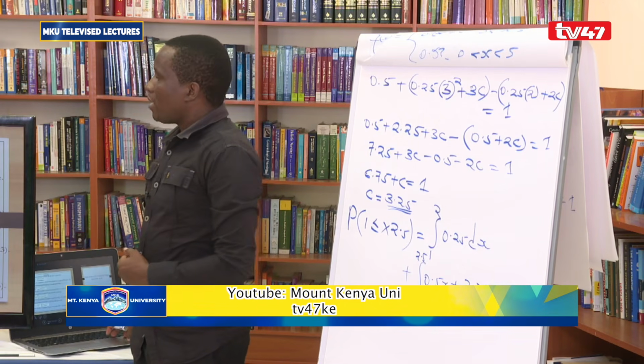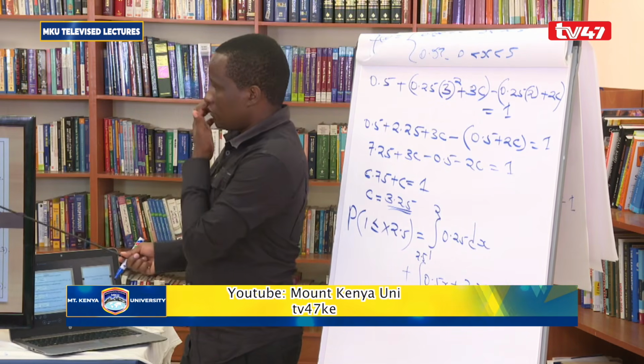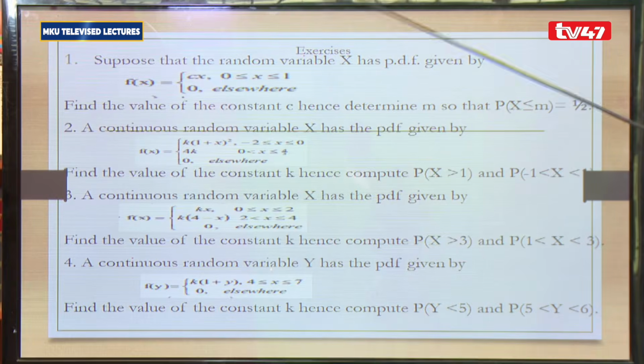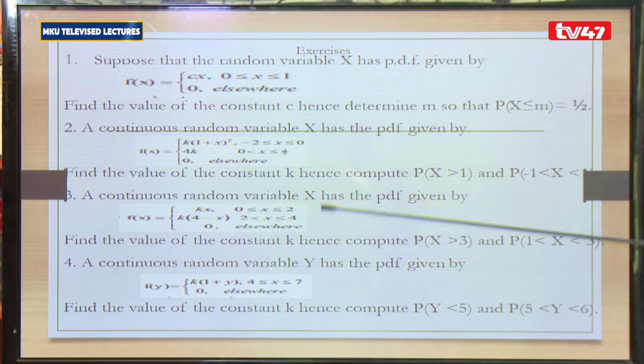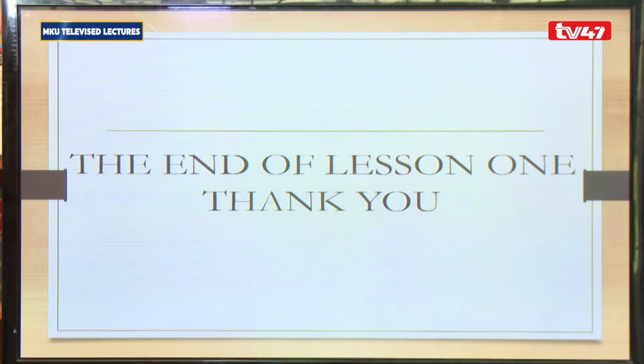We have a set of questions here for attempt. Each of these is given either as a piecewise function or a single function, and it is just testing the properties that we've had. You're either getting the probabilities, getting the constant, or you're getting m so that this holds. You notice that this is from 0 to 1. So if you're told x less than m is a half, then you're going to integrate from 0 to m so that the answer is a half, and so on. So that is the end of lesson 1.